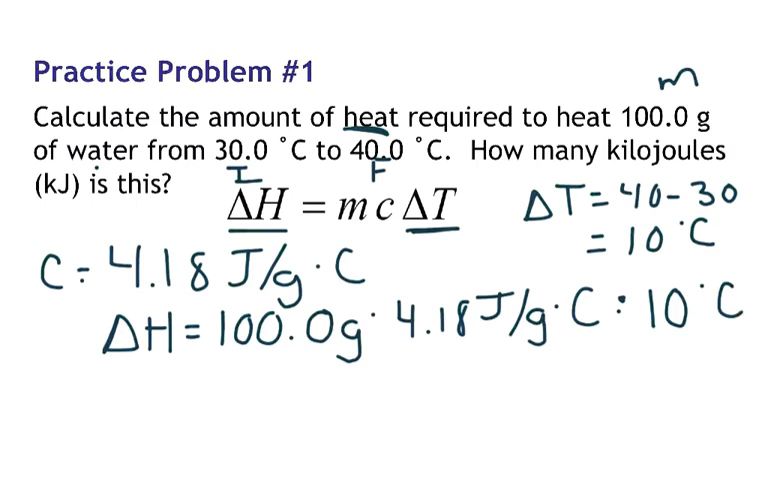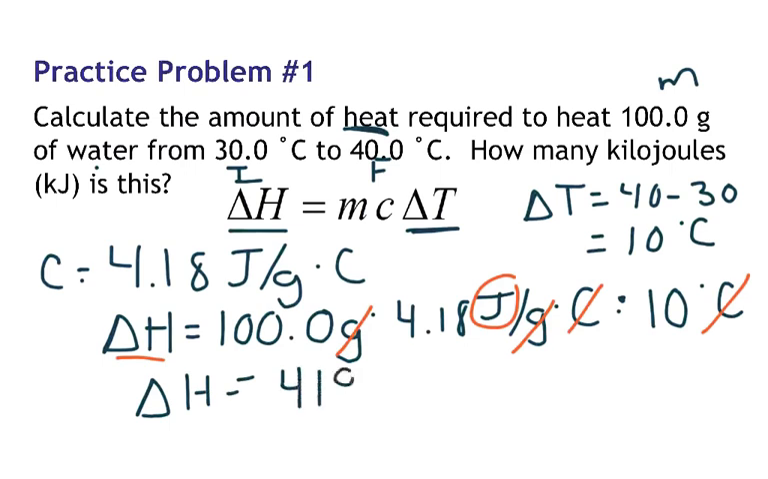Notice my units. The Celsius will cancel, the grams will cancel, and I'm left with joules, which is good because I'm looking for delta H. And if I plug that in my calculator, I should get delta H equals 4,180 joules. Now, this is good, but remember the problem asked for kilojoules.